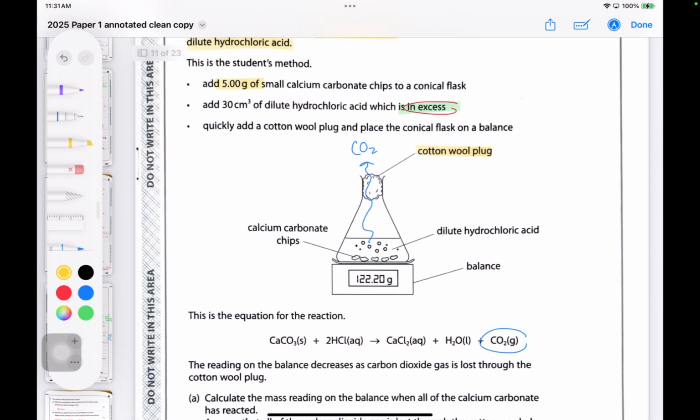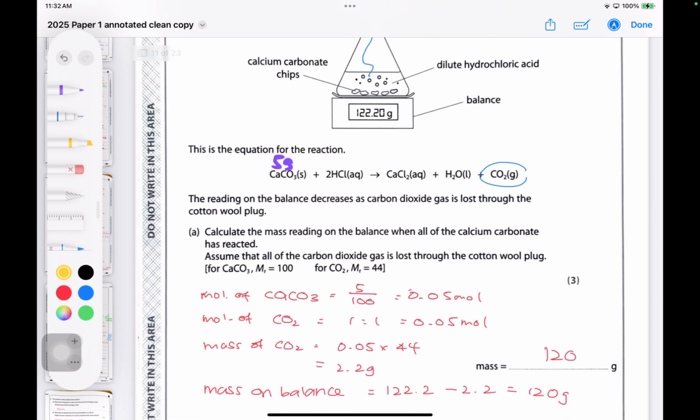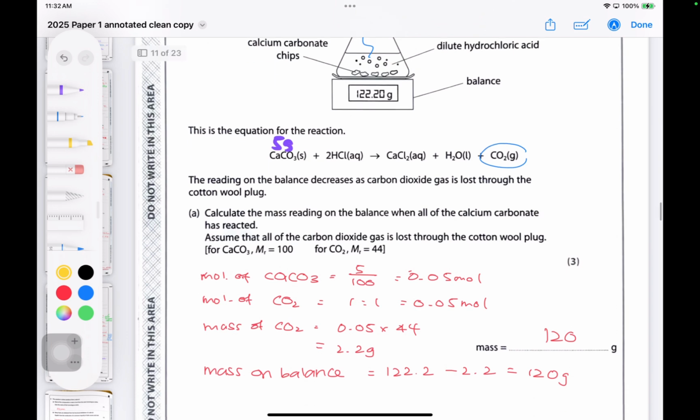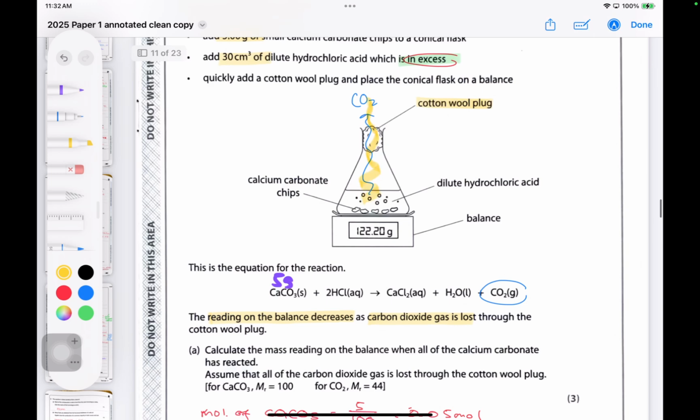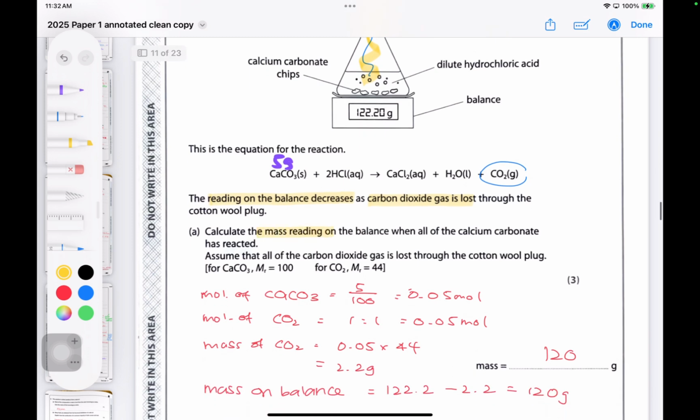They've given you the mass of calcium carbonate, that's 5 gram, and then you have some volume of acids. Okay, so I'm going to write this down, 5 gram over here, and this will be linked to the first question of mole concept. The reading of the balance decreases as carbon dioxide gas is lost through the cotton wool plug. This is to give you the context, but basically it means all the carbon dioxide escaped. They want you to calculate the mass reading of the balance when the calcium carbonate has reacted.